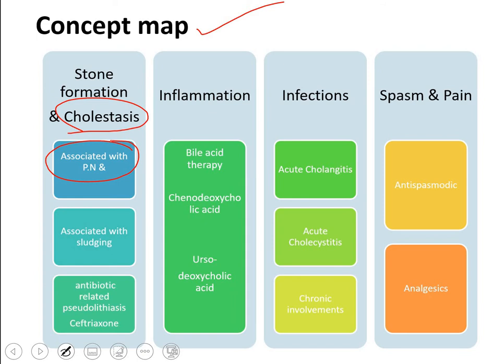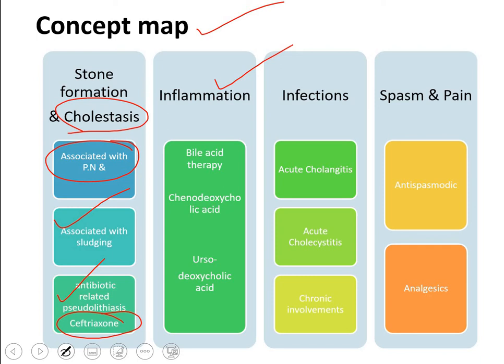Then sludge may be there, and antibiotic related pseudolithiasis may also be there, like with ciprofloxacin, because when obstruction is there and the level of the ciprofloxacin is high, it crosses the limit of precipitation. Once it precipitates, sludge formation is there. There may be inflammation, and for inflammation you will give anti-inflammatory drugs, and drugs that are going to dissolve the cholesterol-rich stone or cholelithiasis.